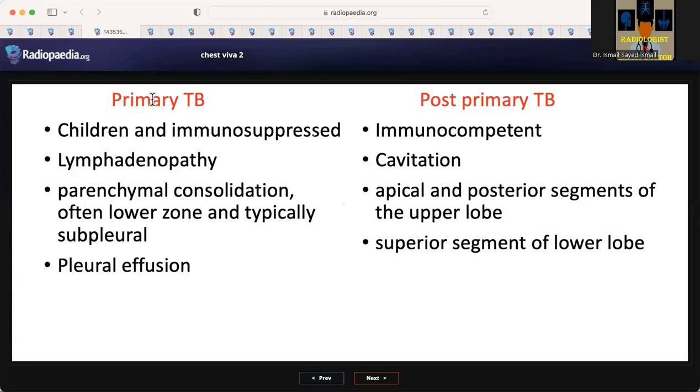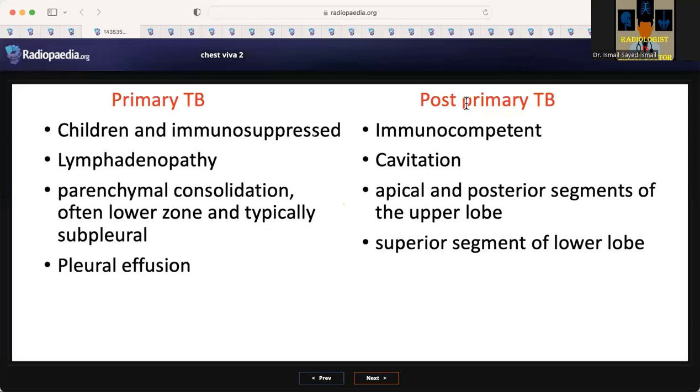So we have primary TB and post-primary TB. Primary TB is seen in pediatrics and the immunocompromised. The most important feature is lymphadenopathy, and it's parenchymal consolidation, often in the lower zone. Typically it's subpleural. You can sometimes see pleural effusion with it.